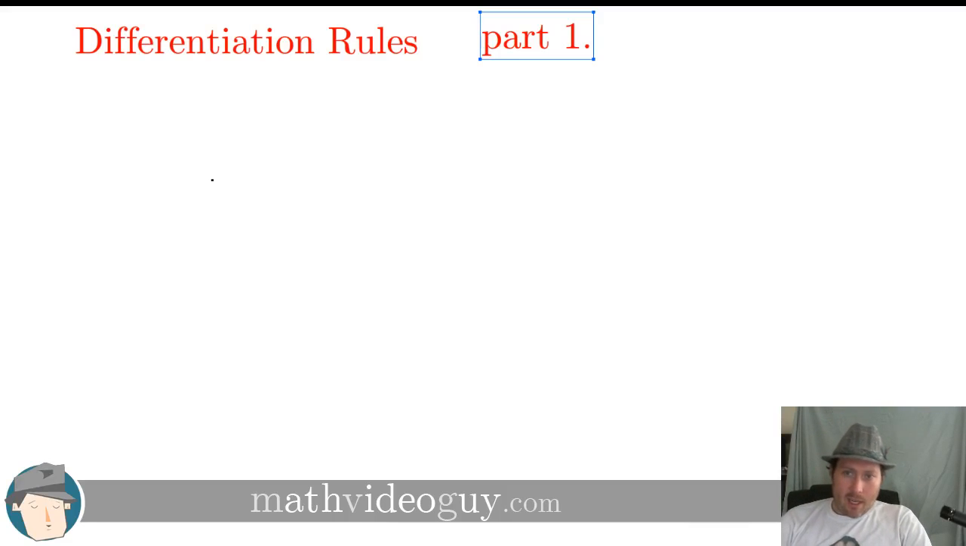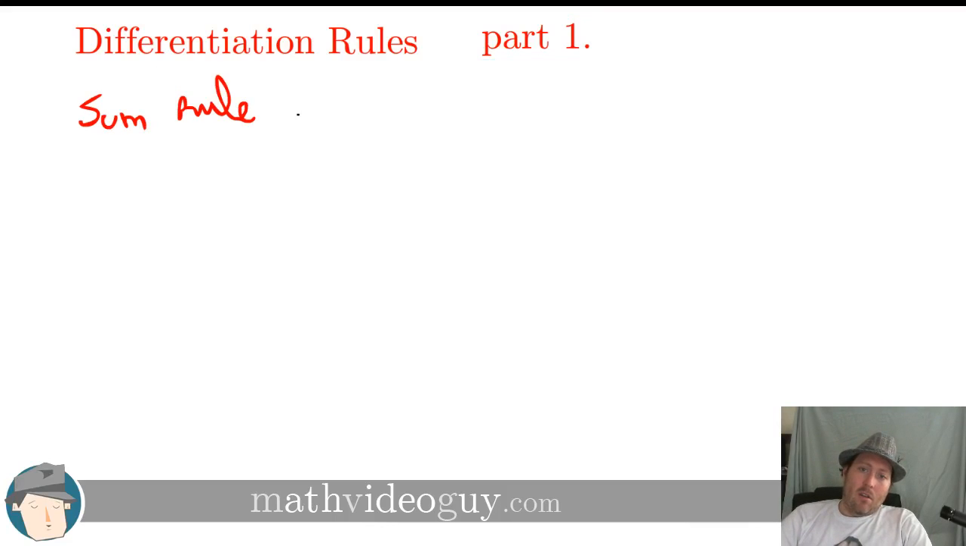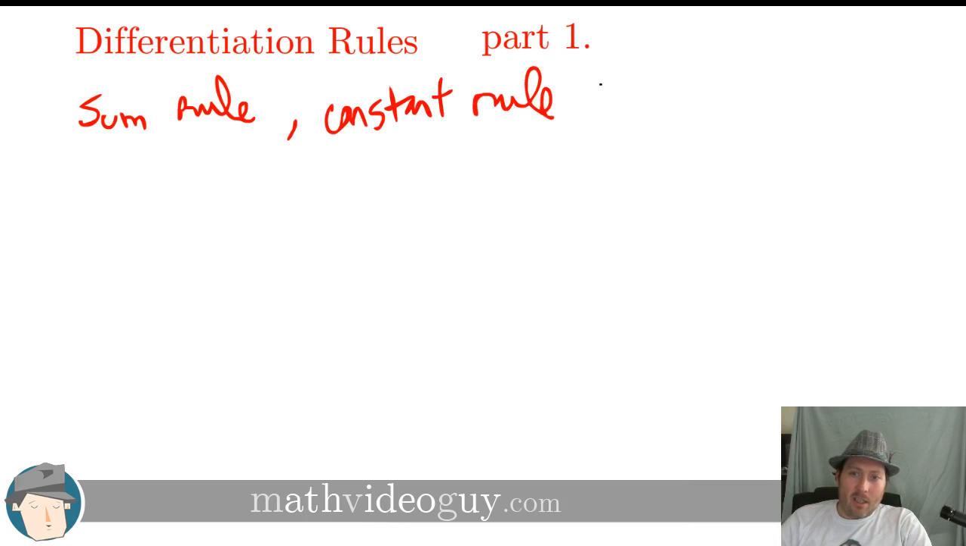Alright, for this video we're going to look at differentiation rules, some easy ones. So we're going to look at the sum rule. I don't know what to call it, but the constant rule: if you multiply a derivative by a constant. I think that's about it. We get the sum rule and the constant multiple rule. We can look at the derivative of some simple functions anyhow.